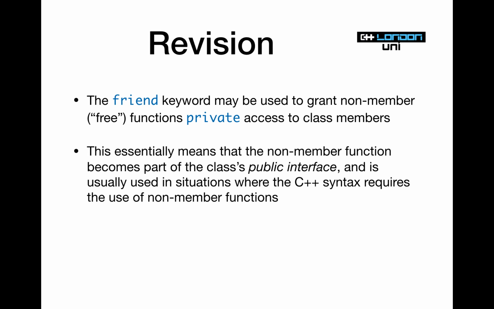A very long bullet point, this one, isn't it? Wow, I should have broken that down into a couple of them. But anyway, essentially when we say this thing is a friend, it means that that function becomes part of our public interface. So free functions are always public, non-member functions, anyone can call them. And because anyone can call them and they have access to our private members, they are in the same category as our public member functions.